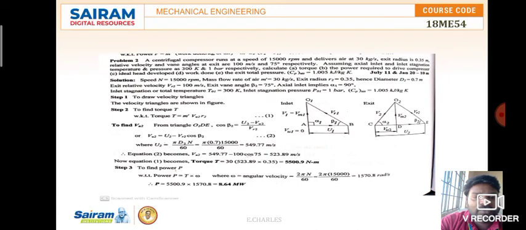Next we'll find the power. Power is equal to torque into omega, that is angular velocity. Angular velocity is 2 pi n by 60, which is 1570.8 radians per second. So power is equal to torque 5500.9 into omega 1570.8, which is 8.64 megawatts.